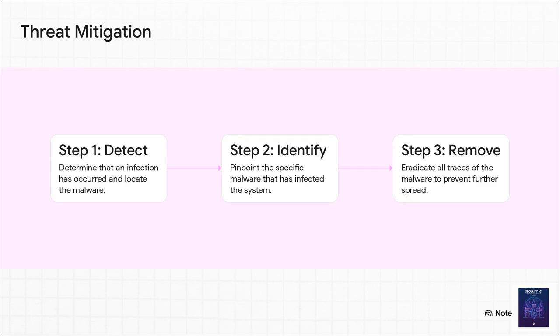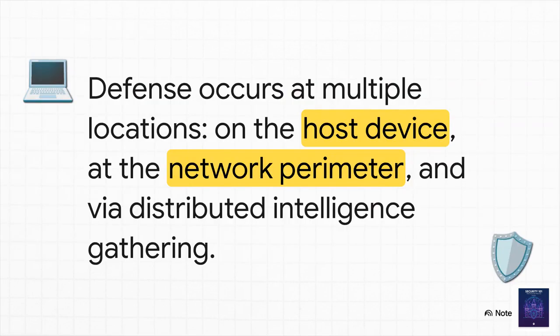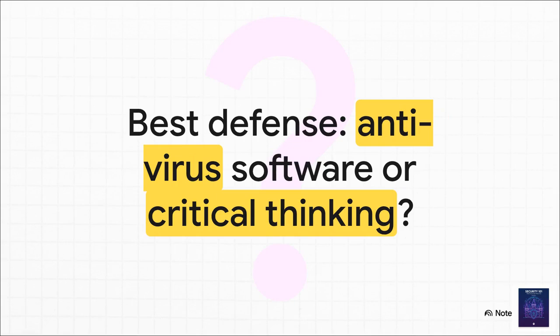But what happens if prevention fails? Then we have to shift gears to a 3-step mitigation process. First, you have to detect that there's even a problem. Then, you have to accurately identify what exactly you're dealing with. And finally, you have to completely remove it, making sure no little pieces are left behind to reinfect the system later. And it's so important to remember that defense isn't just about one piece of software. It's a layered strategy. You've got protection on your device itself, that's your antivirus. You've got protection at the edge of your network, like firewalls. And then on a global scale, security companies are constantly sharing intelligence to track and block new threats as they appear.